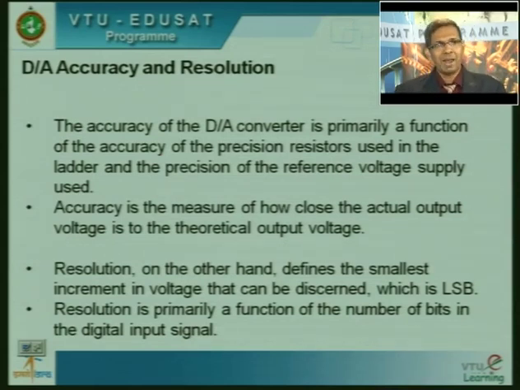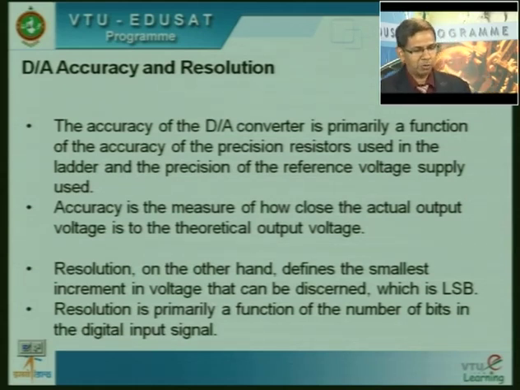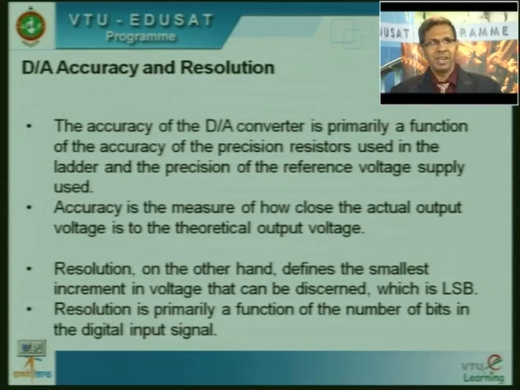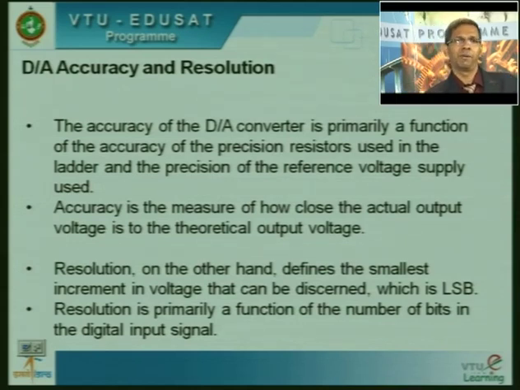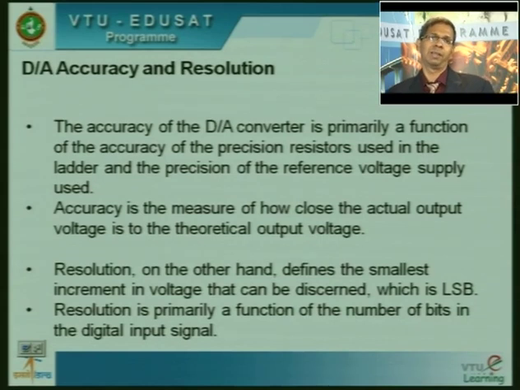The parameters that we care about as far as D to A converters are concerned are, one, accuracy and the other one, resolution. Now what are these accuracy and resolution? Initially let us understand a bit of definitions, and then we'll take a numerical example and try to figure out what the actual values are for each of these parameters, which enables us to decide which D to A converter to go for.